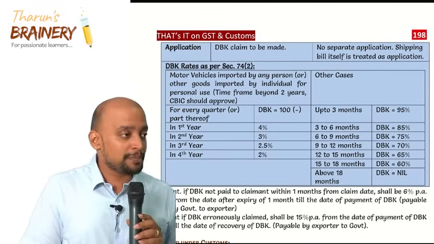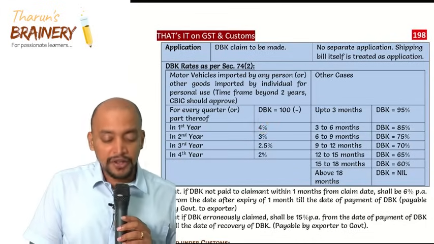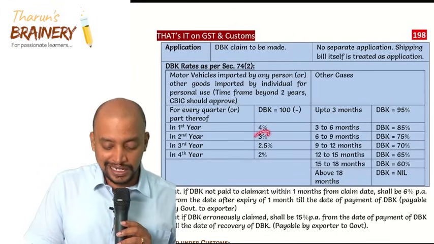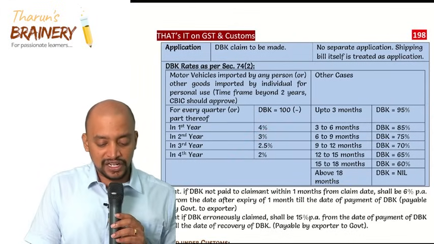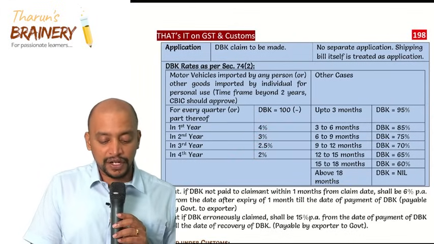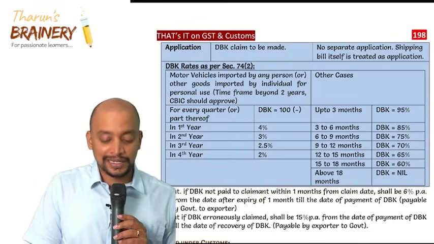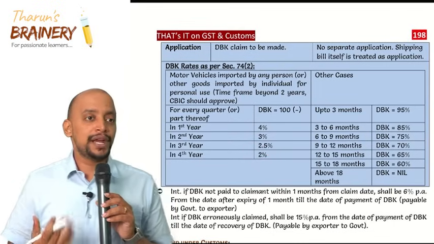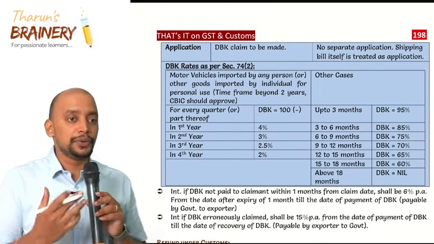So for every quarter or part thereof in the first year, 4%. For every quarter or part thereof in the second year, 3%. For every quarter or part thereof in the third year, 2.5%. For every quarter or part thereof in the fourth year, 2%. You reduce it, and the remaining amount you will get as duty drawback.